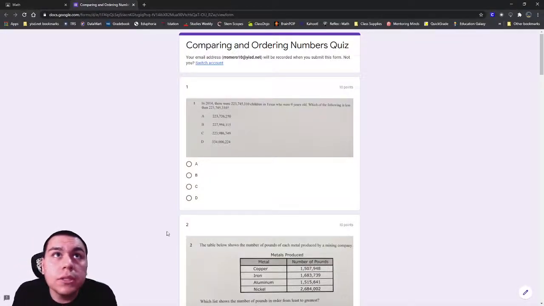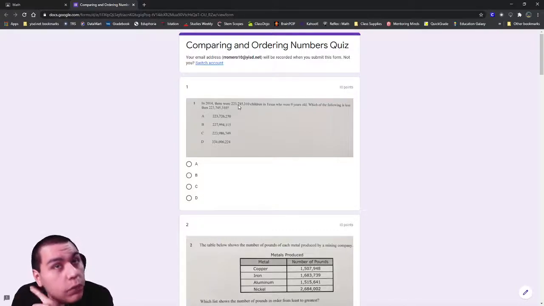Question number one of our quiz. In 2014, there were 745,310 children in Texas who were 9 years old. Which of the following is less than 723,745,310? So you're going to need to compare our answer choices to the number they gave us.